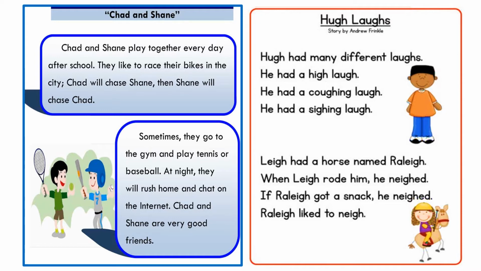The next selection is Hugh Laughs by Andrew Frinkle. Hugh had many different laughs. He had a high laugh. He had a coughing laugh. He had a sighing laugh. Lay had a horse named Raleigh. When Lay rode him, he neighed. If Raleigh got a snack, he neighed. Raleigh liked to neigh.